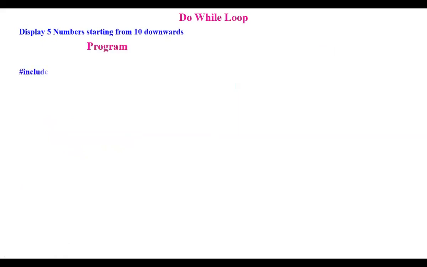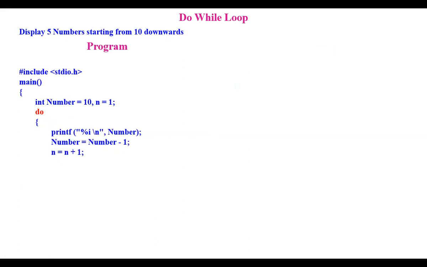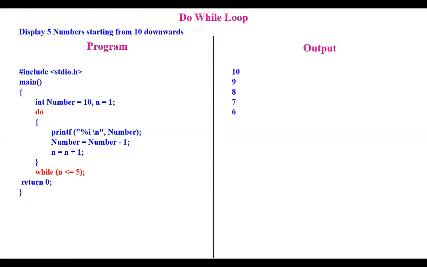Next, do while. If you take the same thing, the number and n are initialized, right? Do starts with, right? Starts executing without even testing the condition. Starts executing. Now the condition is tested while n less than or equal to 5. And if you run this, it executes and gives out the same output, 10, 9, 8, 7, 6.